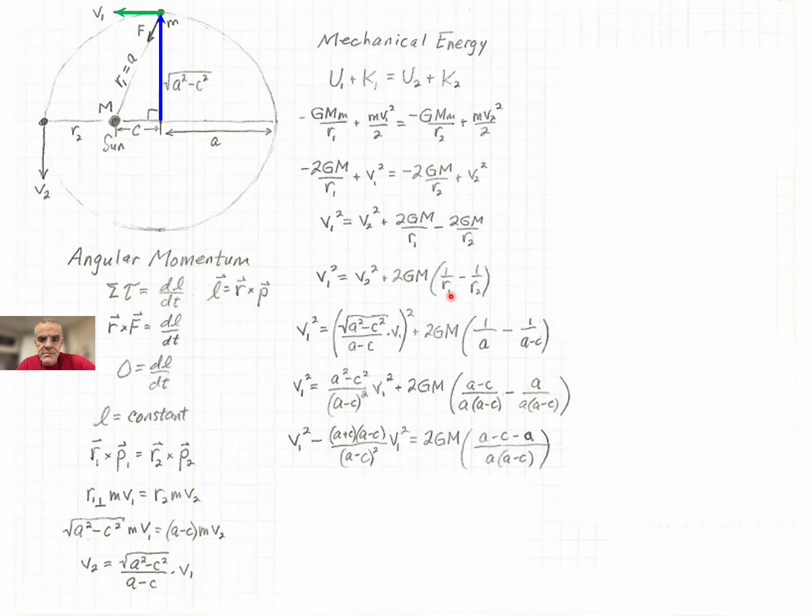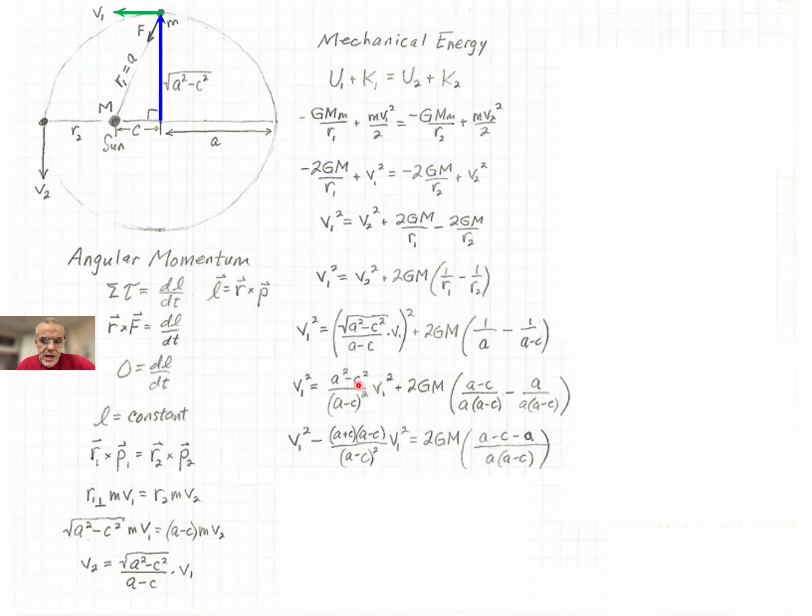Notice I have also substituted for R1 A and for R2 A minus C. And then start simplifying. Square that. It gives me this expression. And then over here, I'm going to get a common denominator. My common denominator would be the product of A and A minus C.